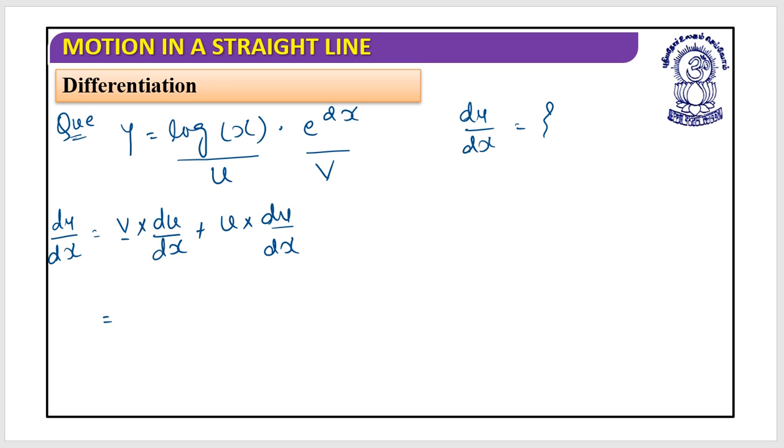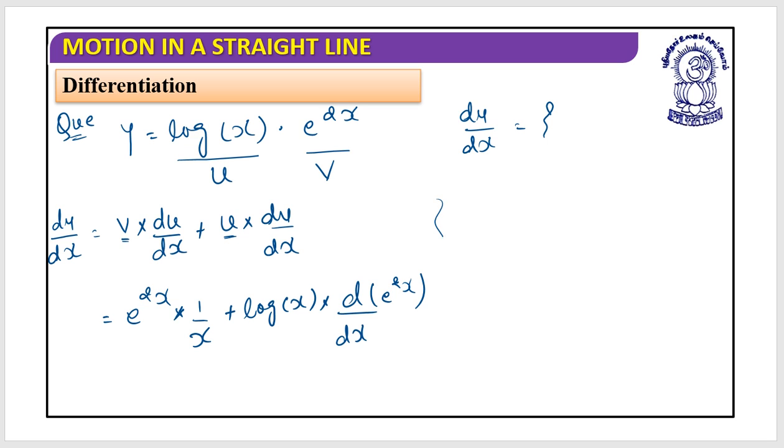So on a first step, write down the v as it is. It is e to the power 2x multiplied by du by dx. u is the log x. So if I differentiate it, it is 1 by x plus. Now the term u should be as it is. This is log of x multiplied by d by dx of e to the power 2x.